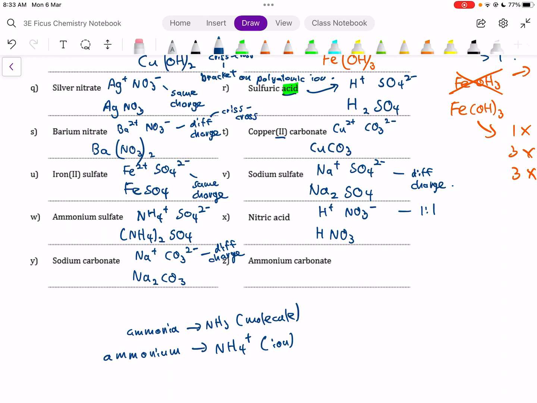Okay, and lastly I have ammonium carbonate, NH4 plus. Carbonate is another of those polyatomic ions. So this one I need to do a crisscross, (NH4)2 bracket then CO3. Okay, so I have ammonium carbonate.